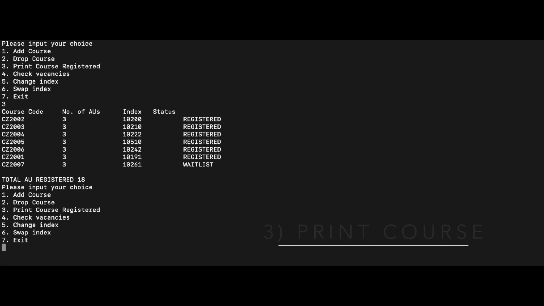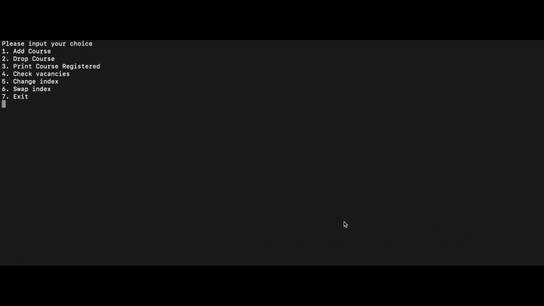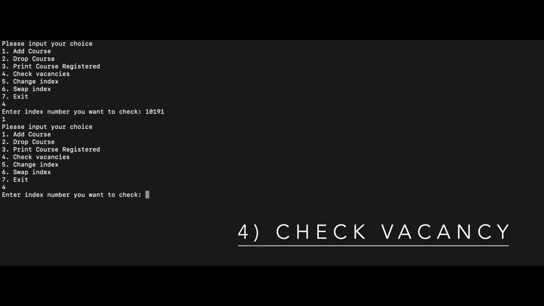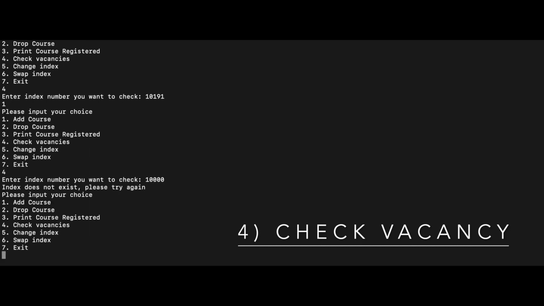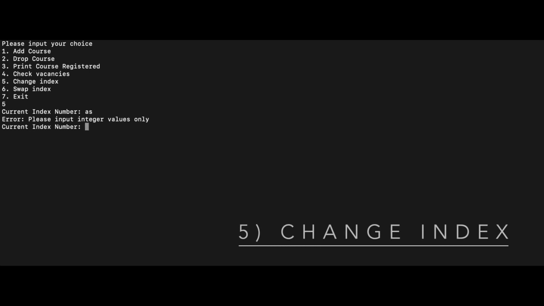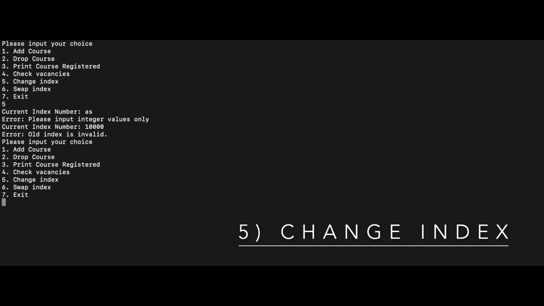When the student tries to print the courses, all registered and waitlisted courses will be printed, along with AUs. When checking for vacancy, the right index must be keyed in. If the index does not exist, an error message will be printed. The index number must be numeric. When the student wants to change index, the input must be numeric and the index must exist.